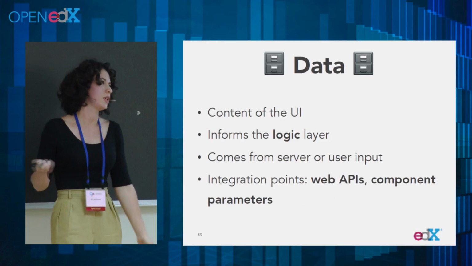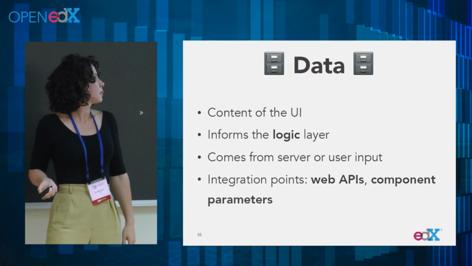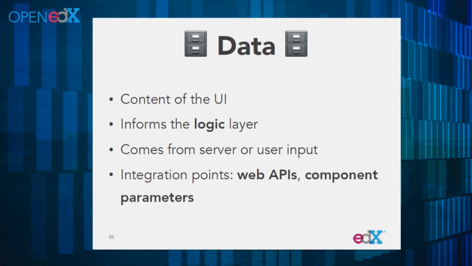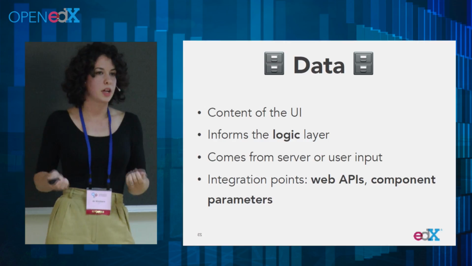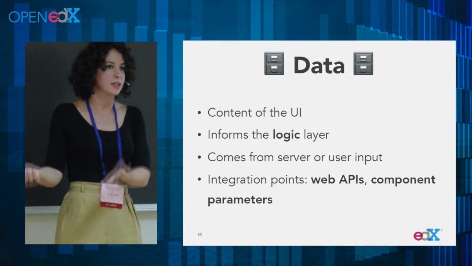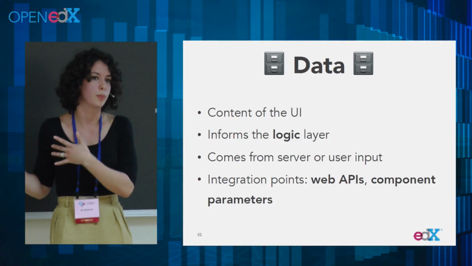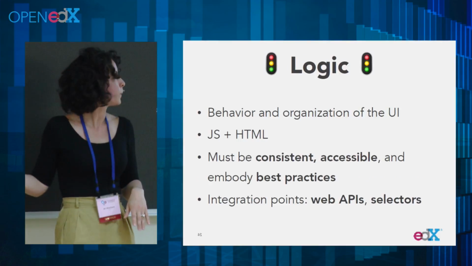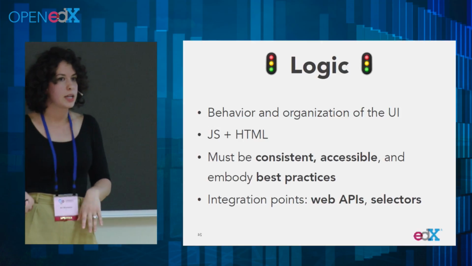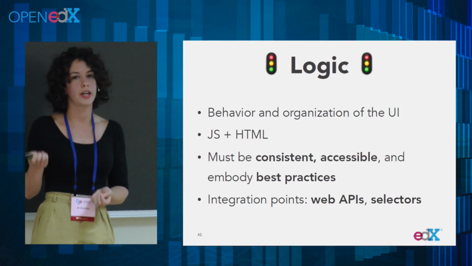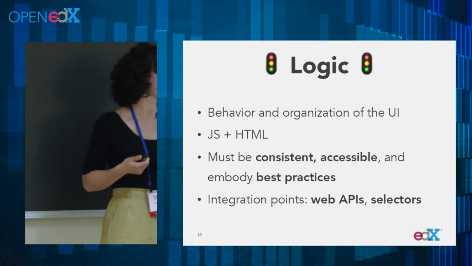So what does that mean? The data side of things, that's the content of the UI. This is stuff you might get from the server or from user input. It informs the business logic. And our integration points there are web APIs. The data might get sent over from the server, or user input. That is data as well. If you type into a form, that's data that we have to store. The business logic layer is how does the front end behave and how is it organized.